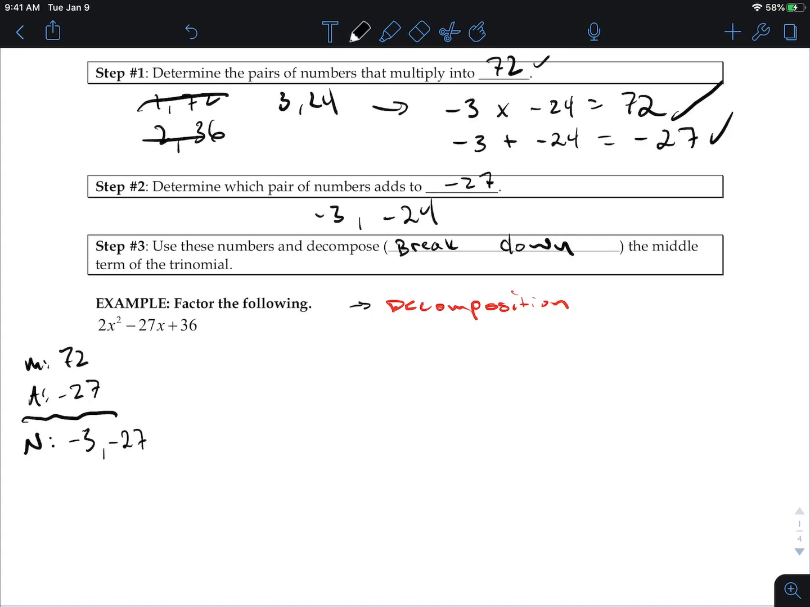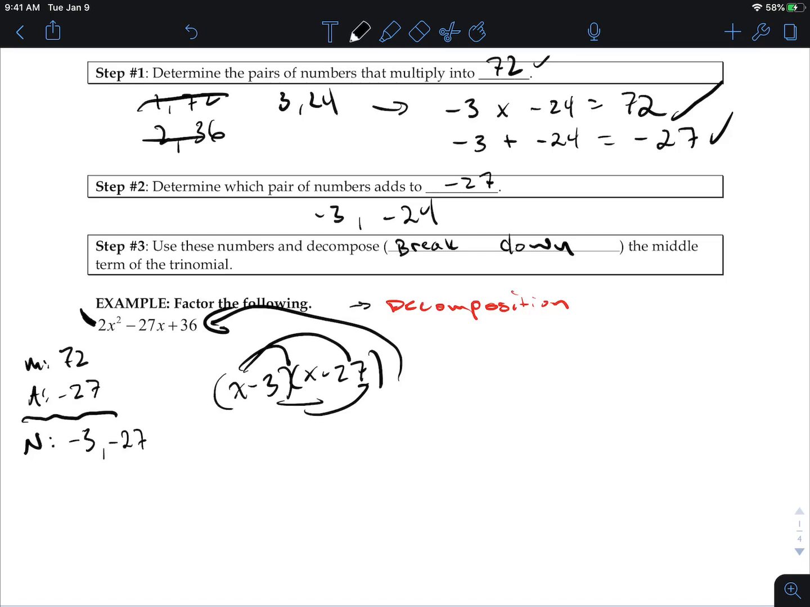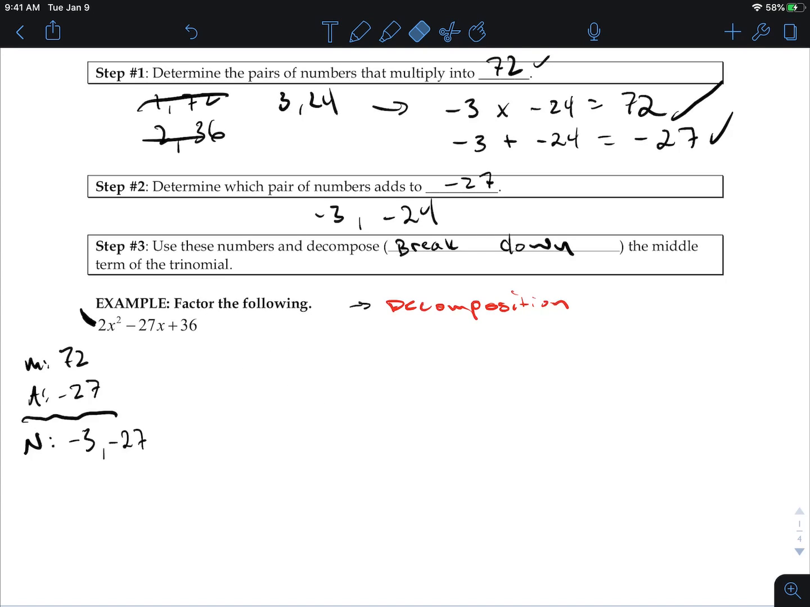Okay, this isn't like yesterday where we have to go like this now. Don't do this. If you see a number other than 1 here, do not do this. That will not expand to give you this, right? Negative 3 times negative 24 is not positive 36. You're not going to get the right answer if you do that. It only works if you have a number out front that's 1, right? What I showed you yesterday. Okay, so now we're stuck using this decomposition method.